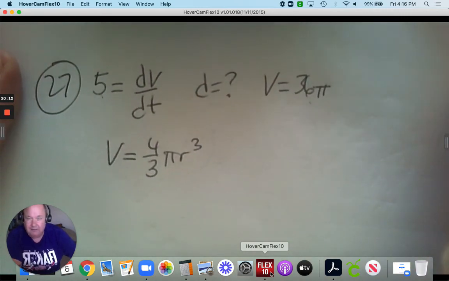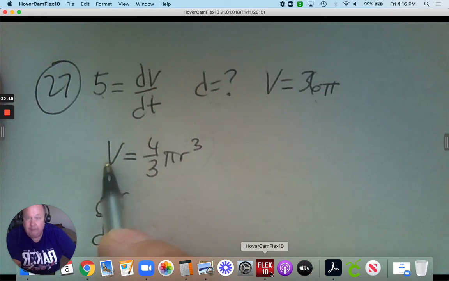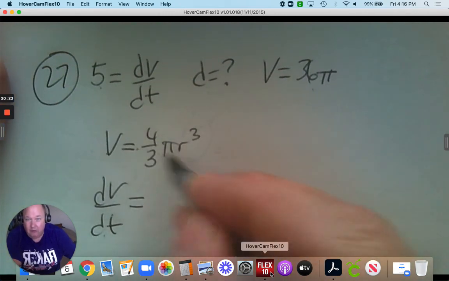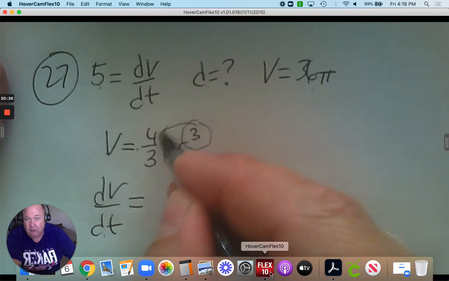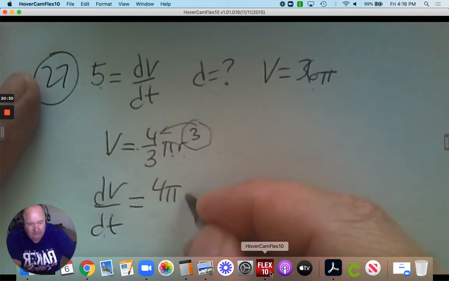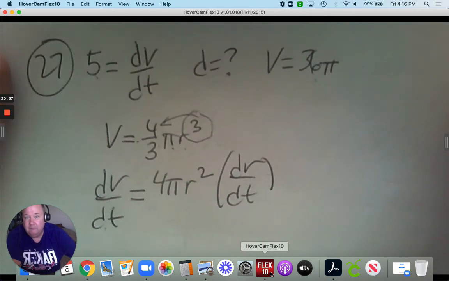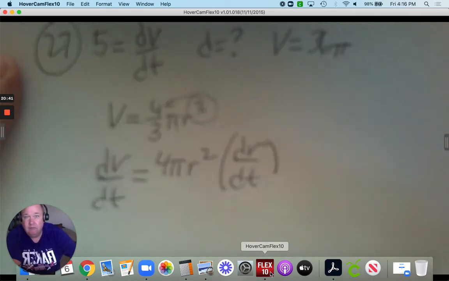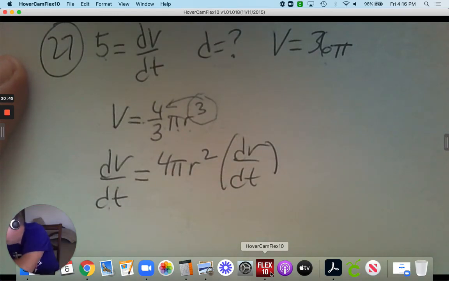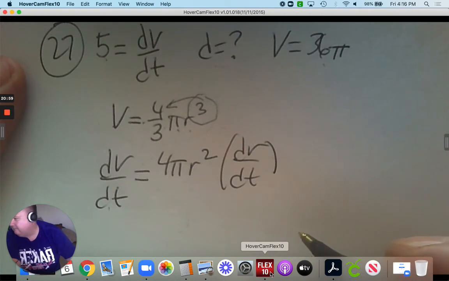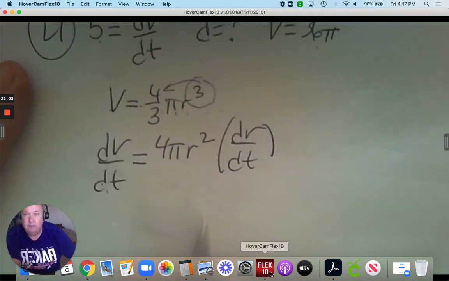So to the formula, we're going to take the derivative with respect to time. So the derivative of v is 1, but we need the hook dv by dt. Here, these are all constants except for r. So take 3 and you multiply. Notice the 3's cross out, and you got 4 pi r squared. That's the derivative, and then it needs the hook dr by dt. So let's see what we got. So dv by dt is 5.